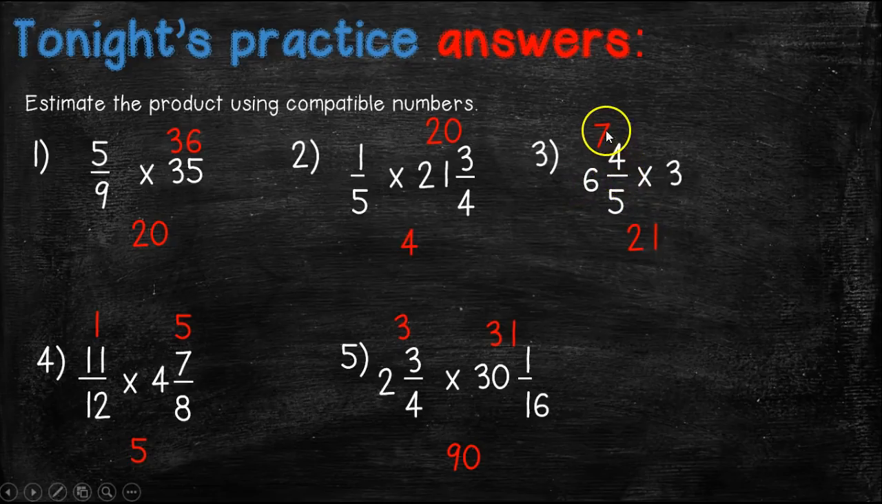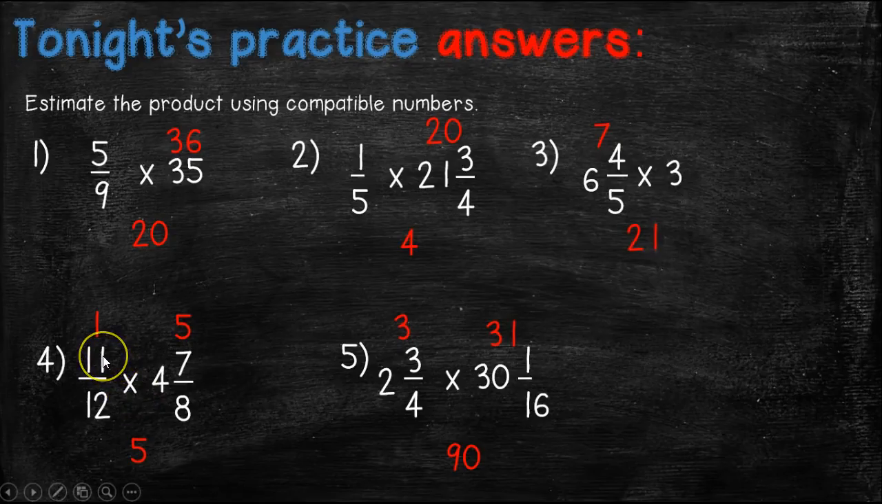Here we changed 6 4/5 to 7 because, when we round this one, we don't have to find a compatible number to 3. So we're going to round this one. 1/2 of 5 is 2 1/2. 4 is greater than that, so you're going to round the 6 up to a 7. 7 times 3 is 21.